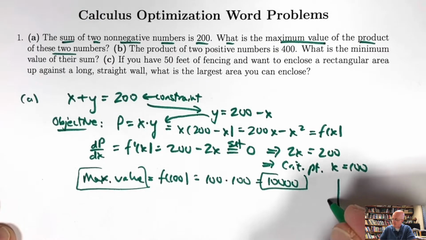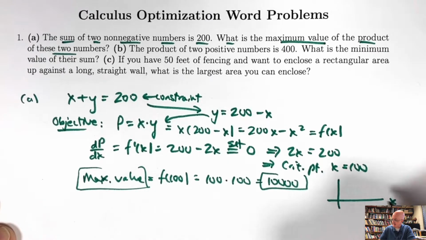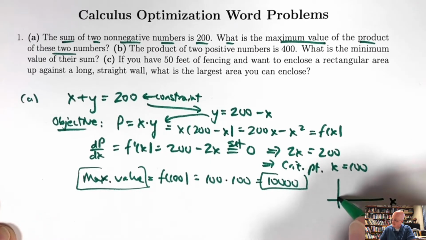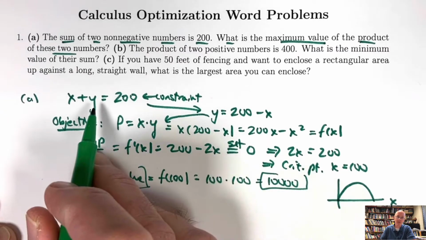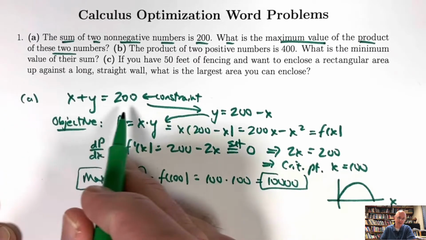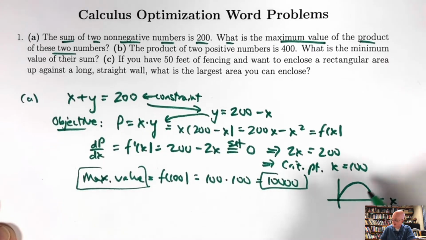Graphically speaking, if you graph this as a function of x, the relevant domain here is x between 0 and 200. X can't be bigger than 200 if y is non-negative, because otherwise the constraint is impossible in that case. 0 and 200, again, are the x-intercepts, and the vertex occurs at x equals 100, halfway between those x-intercepts, and the maximum value is the second coordinate of that point, which is 10,000.